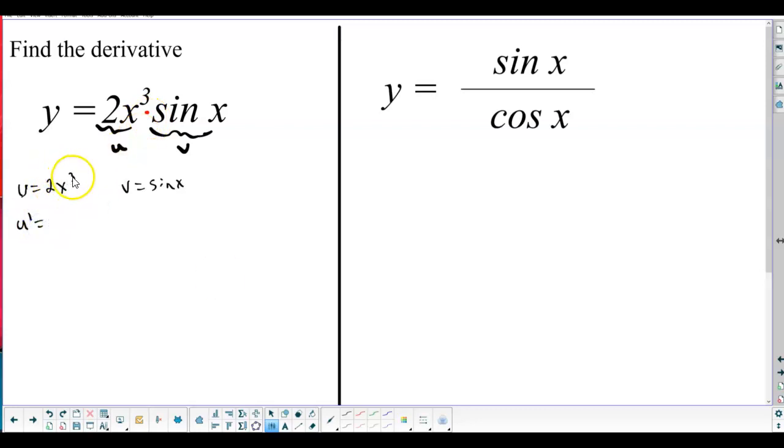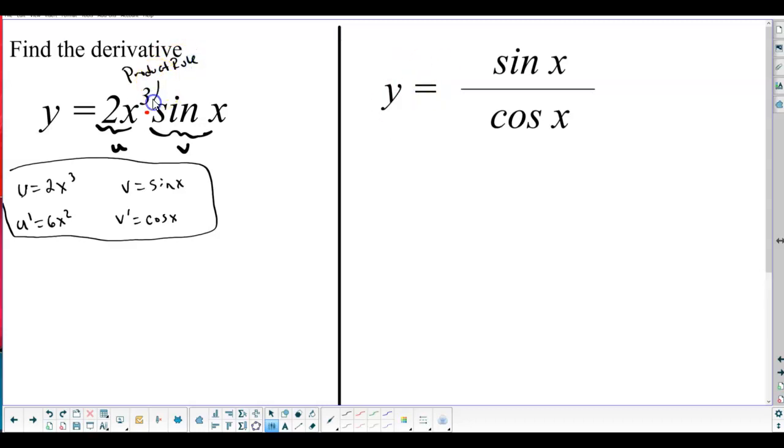Well, to do the product rule, we need the actual derivatives of each piece. And this is just our power rule. The 3 is going to come down and multiply by the 2, and we're going to take one away from the exponent. And then for the sine function, we know the derivative of sine is cosine. Think of that as my work. But now I'm going to do the product rule.